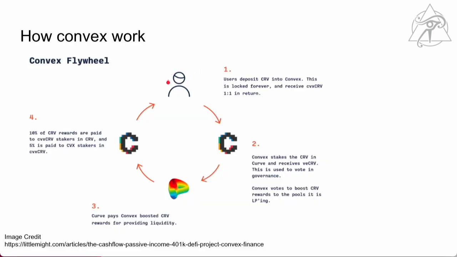So how does Convex work? Convex allows CRV holders to get boosted rewards. As a CRV holder, you can convert your CRV to CVXCRV. Now this CVXCRV conversion is one way. Once you convert, you cannot change it back. You can only do it via the secondary market. So after you convert, you can stake it to get CRV rewards. This is because Convex takes your CRV and locks it, and they use it to vote for gauges. The rewards are then split with you.